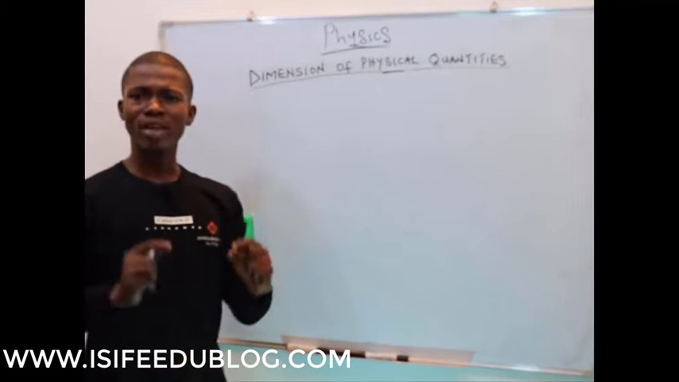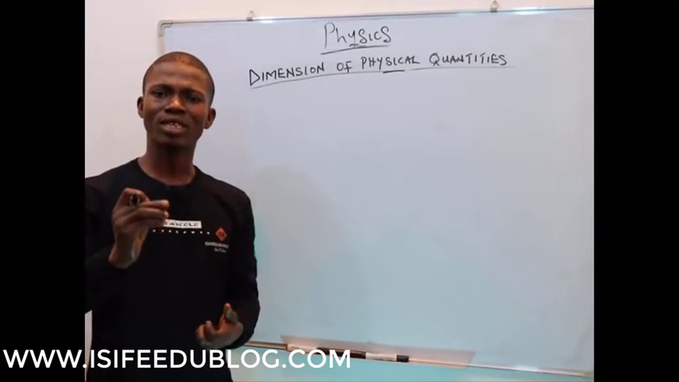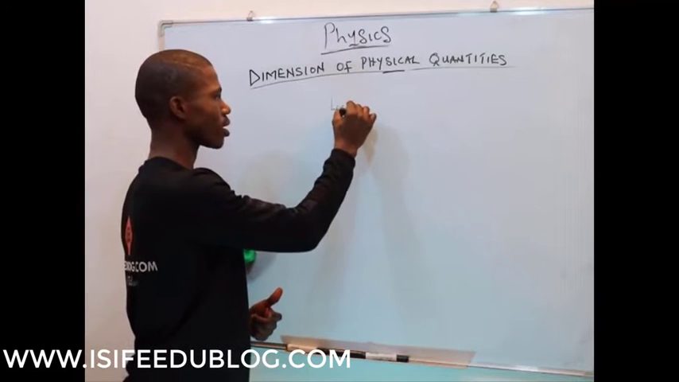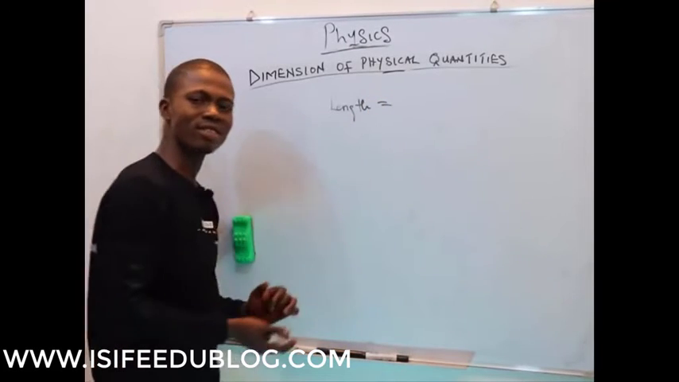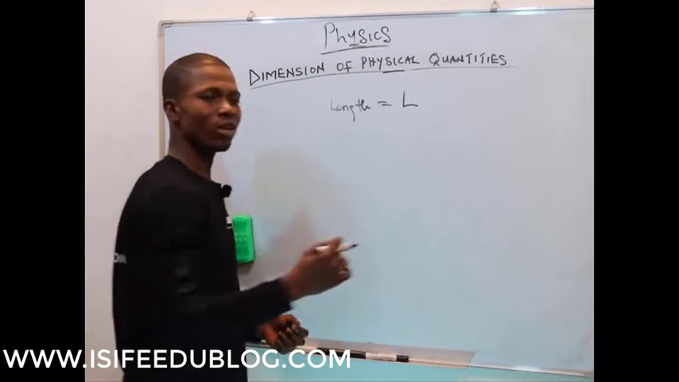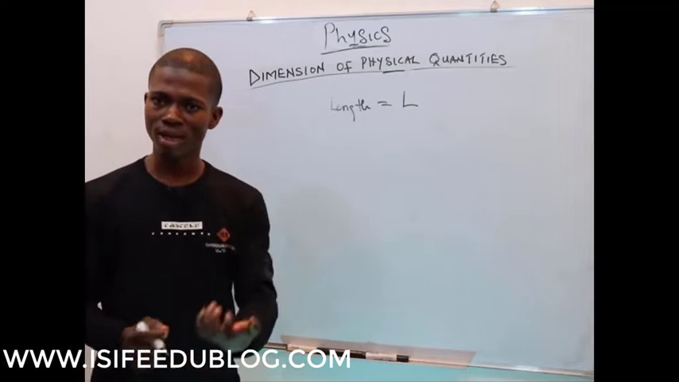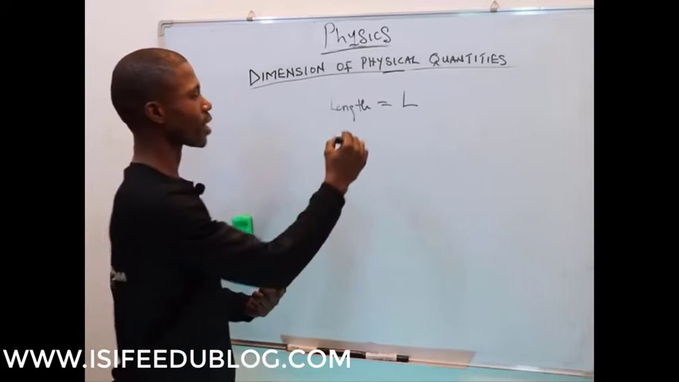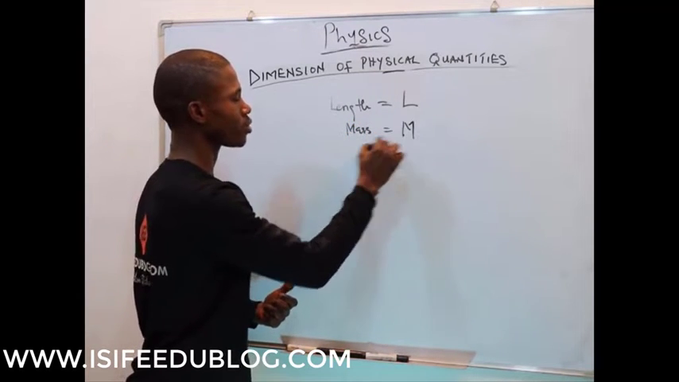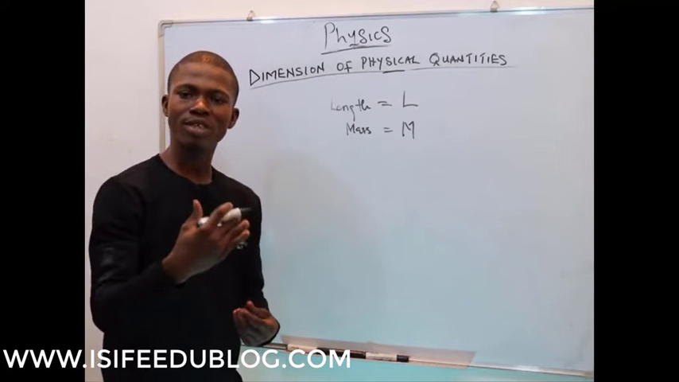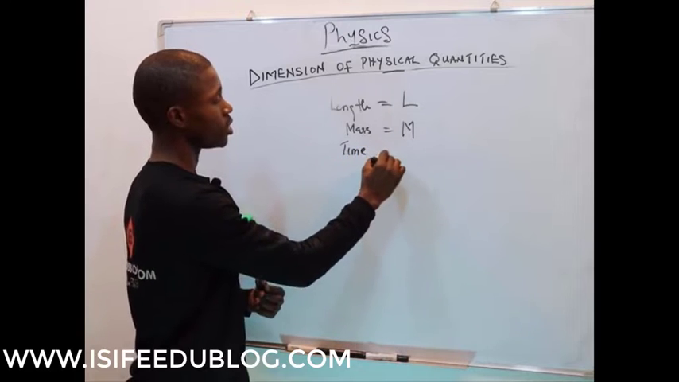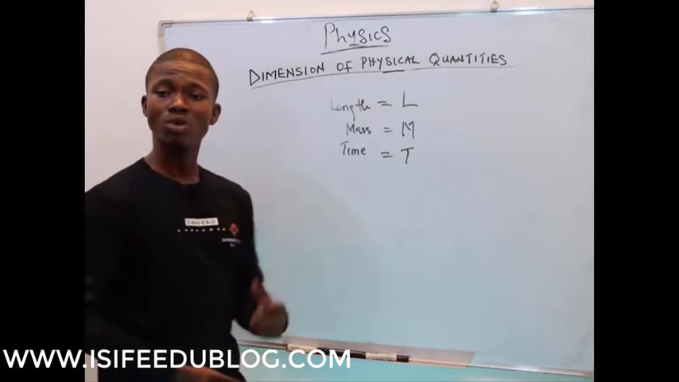When a physical quantity is measured in terms of length, it is said to have a dimension of capital L. When a physical quantity is measured in terms of mass, it is said to have a dimension of capital M. And when a physical quantity is measured in terms of time, it is said to have a dimension of capital T.